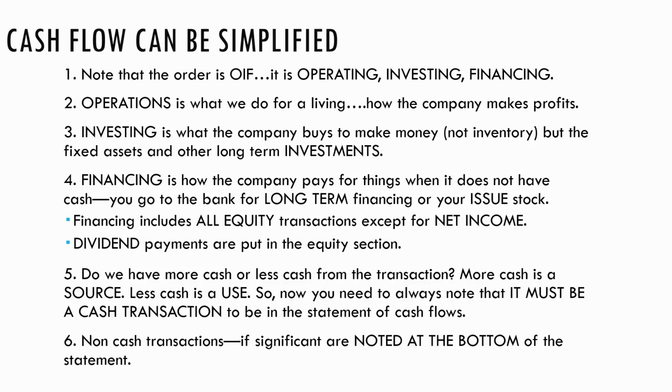So you can think of it as your debits and credits. You can think of it as your T accounts. That's another way to think of it. You can think of it as cash flowing out, or you are giving cash out, or you're getting cash in. Getting cash in is a source, and giving cash out is a use.